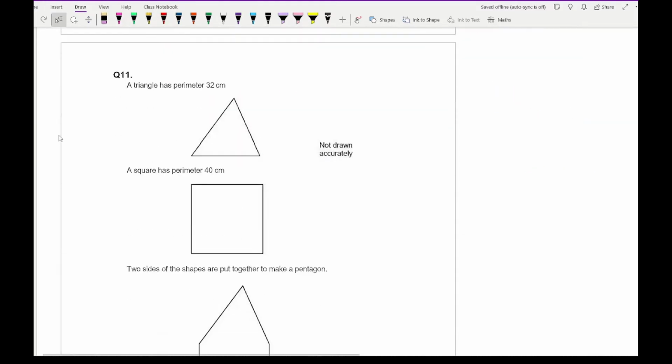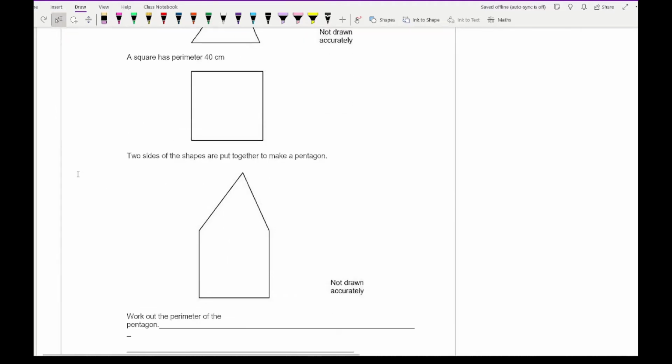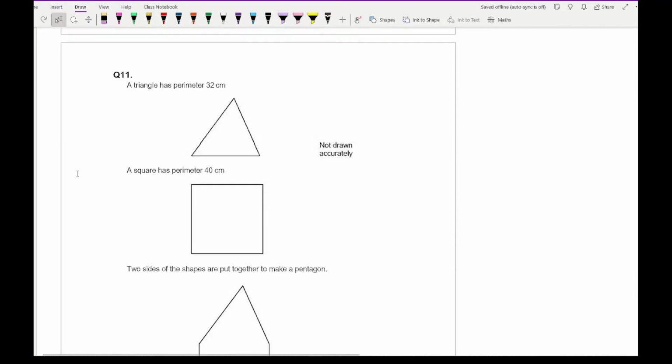Moving on to question 11, it says the triangle has a perimeter of 32 centimeters, a square has a perimeter of 40, and two sides of the shapes are put together to make this pentagon. The question is asking us to work out the perimeter of the pentagon. So if the perimeter of the square is 40, that means each side must be 10, because 40 divided by 4 is 10. So if the base of this triangle is 10 and the perimeter is 32, then these two sides here must add up together to make 22.